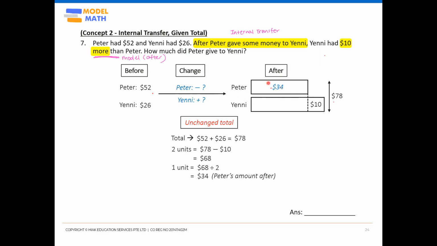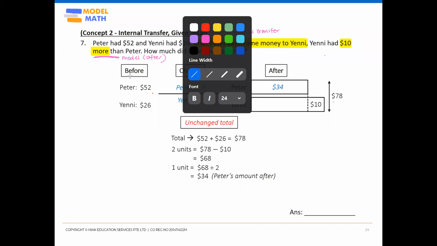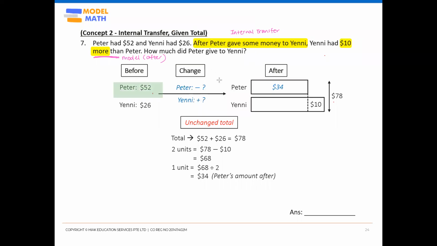It's simpler because for Peter, 1 unit is already there. If you want to do Yenni, you still have to do 34 plus 10 to get Yenni's after. Let's just stick with Peter. All right, so if I were to stick with Peter, look at Peter's before, look at Peter's after. Because you have these 2 values, right? Before and after values. Only now you're missing the change, which is what you want to work on.